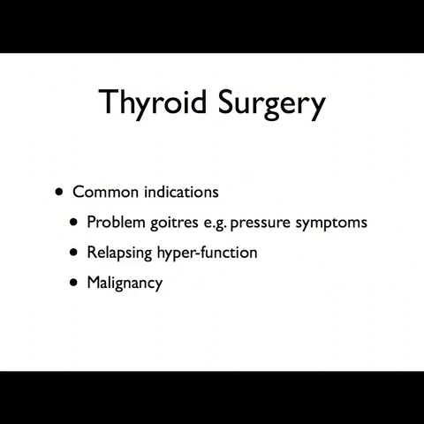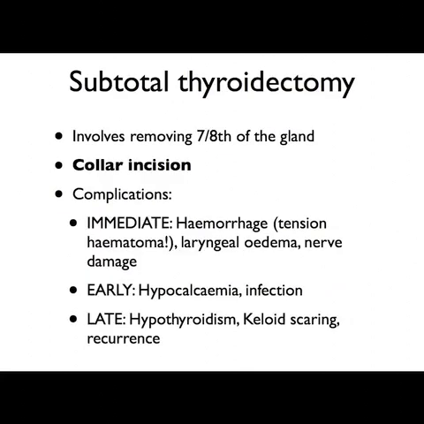As we've said, papillary carcinomas and medullary are particularly treated with this. But remember, papillary is most common, 70%. The procedure that's usually used is a subtotal thyroidectomy. This involves removing 7/8 of the gland, leaving a little bit of the gland in, and is done using a collar incision. There are some important complications to be aware of.